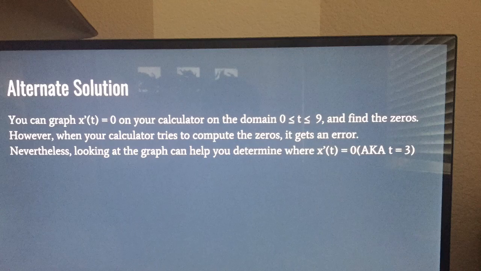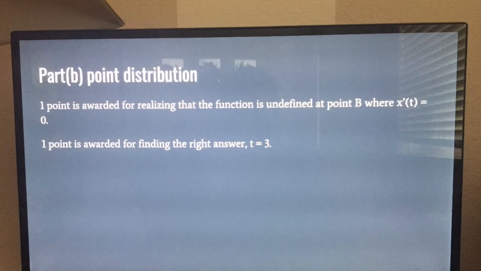You can also graph x prime of t equals 0 on your calculator on the domain 0 to 9 and find the zeros there. However, when your calculator tries to compute the zeros, it will get an error. Nevertheless, looking at the graph can be a helpful way to determine where x prime of t equals 0, aka t equals 3. 1 point is awarded for realizing that the slope is undefined at point B where x prime of t equals 0, since x prime of t is in the denominator, and that would make the slope undefined. 1 point is also awarded for finding the right answer, t equals 3.